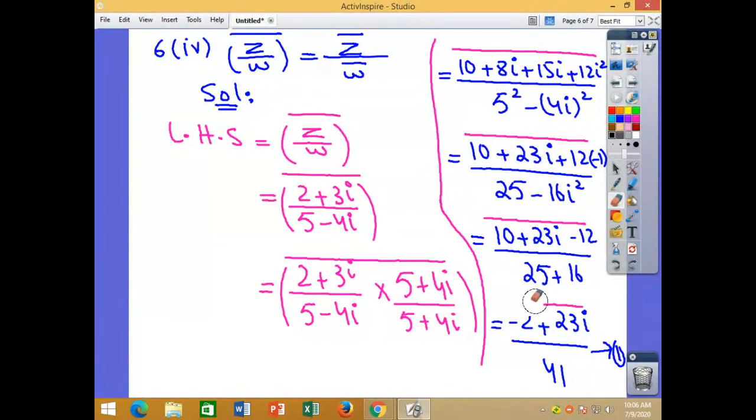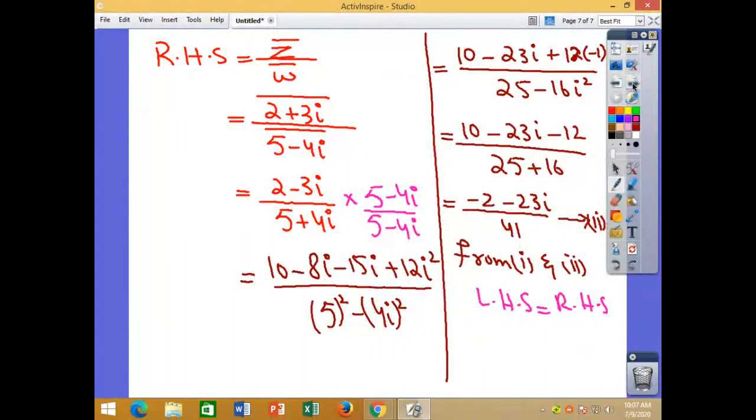Here we get negative 2 minus 23 iota. From 1 and 2 we see the left hand side is equal to the right hand side, that is, z into w whole conjugate is equal to z conjugate into w conjugate. Is it clear to everyone? Please raise your hand. Is there any question? Okay, now we move on to the next question.